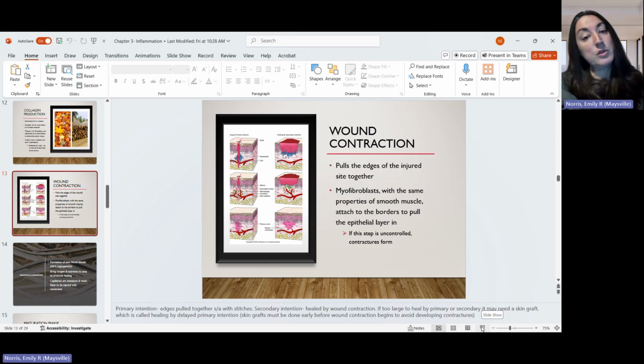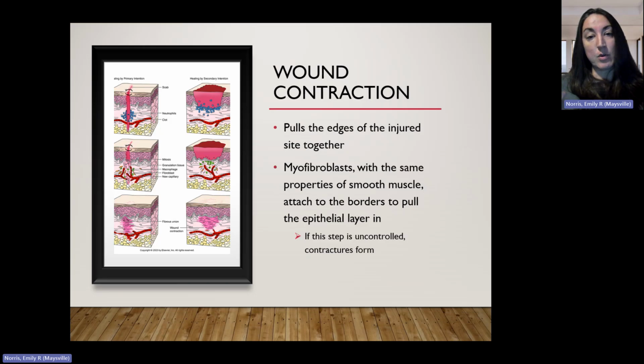If it's too big of a wound and it can't pull all the way together, sometimes a skin graft might be placed in the area, which would still be healing through primary intention, but we would call that delayed primary intention because the primary intention was not enough to heal it completely. So you need to do that pretty quickly after a wound begins the healing process in order to avoid contractures, or else it might pull the edges in too much and kind of pucker the area and cause decreased movement.